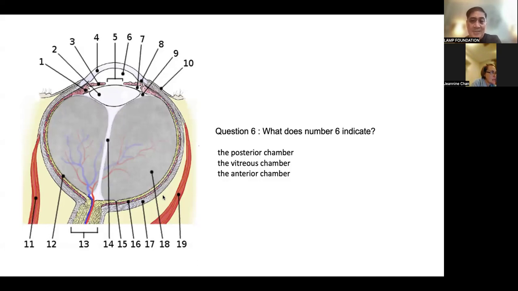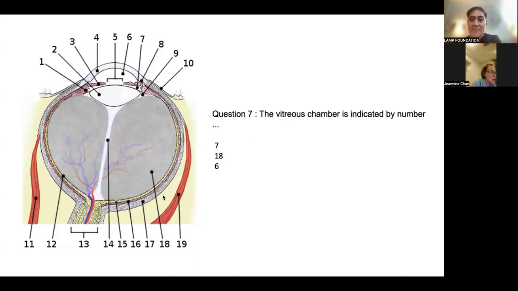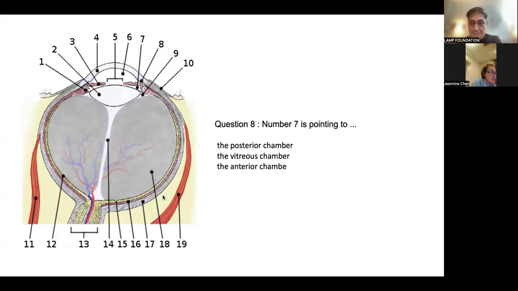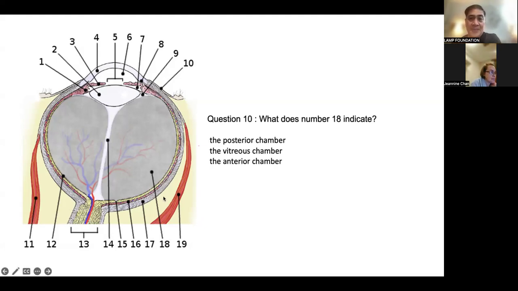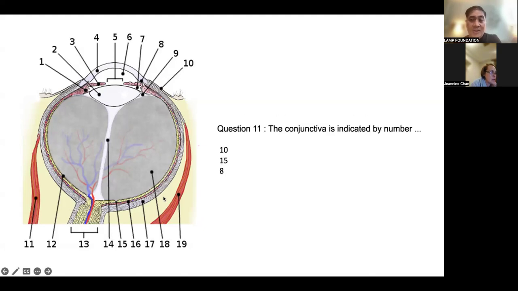What does number 6 indicate? The anterior chamber. The vitreous chamber is indicated by number? 18. Number 7 is? Posterior chamber. Which number is pointing to the scleral venous sinus? 8. Very good. What does number 18 indicate? The vitreous chamber. The conjunctiva is indicated by number? 10. What is the pink eye? Conjunctivitis. Very good, acute conjunctivitis.